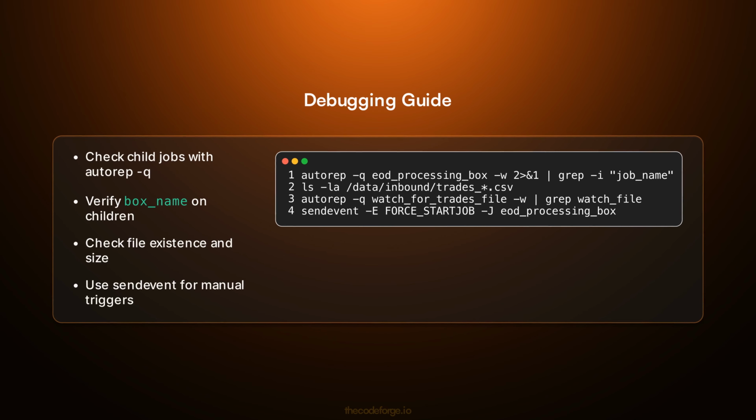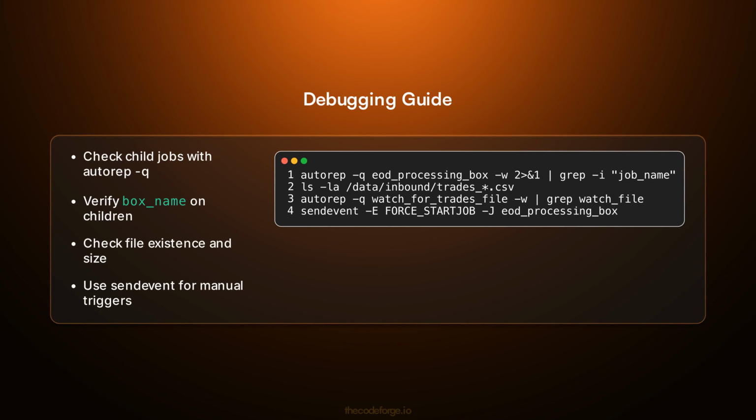Use autorep to list jobs inside a box and verify membership. Check file existence and size for file watcher issues. Force start jobs to test after fixes.